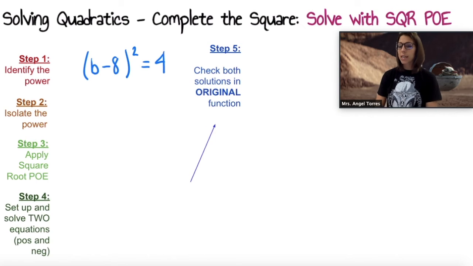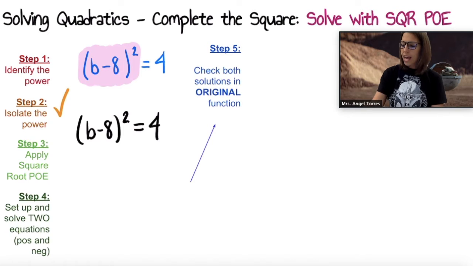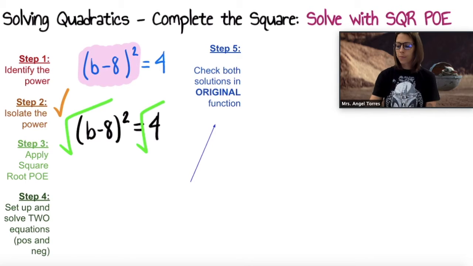So step 1 is to identify the power. In that case, that would be our b minus 8 squared. Step 2 is to isolate the power, and actually this is already isolated, so we don't have to do any type of isolating. So step 3, we're going to take our quadratic b minus 8 squared equals 4 and take the square root of both sides, aka the square root property of equality.